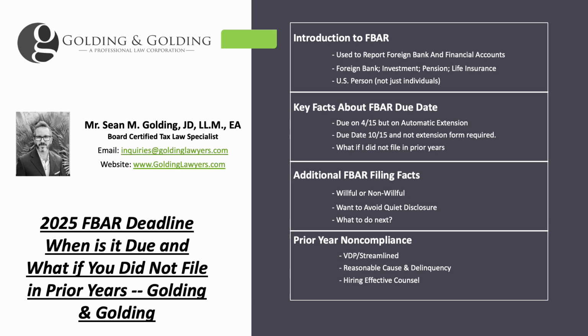So key facts about the due date, okay? Technically the FBAR is due April 15th. But for several years now, the FBAR has been on something called automatic extension. That means taxpayers automatically have until October to file the form. They don't need to file a 4868. They don't need to file a 7004. It's on automatic extension.